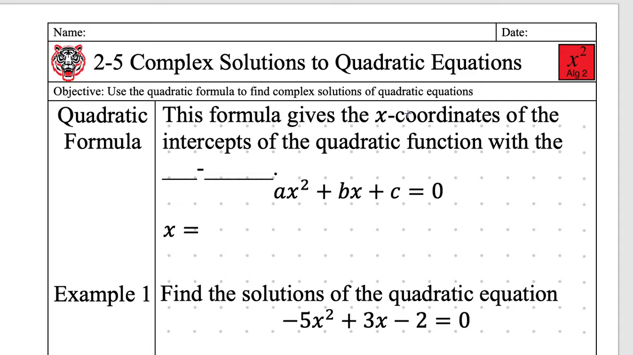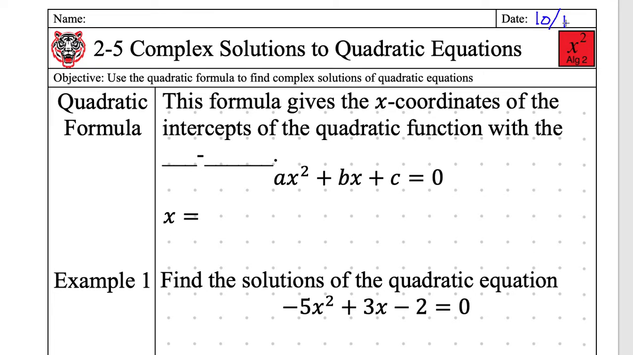All right, so we are in Algebra 2. Today's date is Tuesday, October, so it's not 9, it's 10/1, 2019. We're talking about complex solutions to quadratic equations.